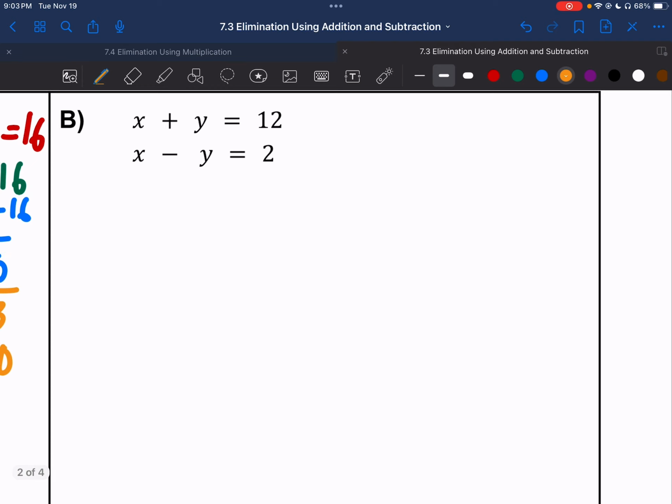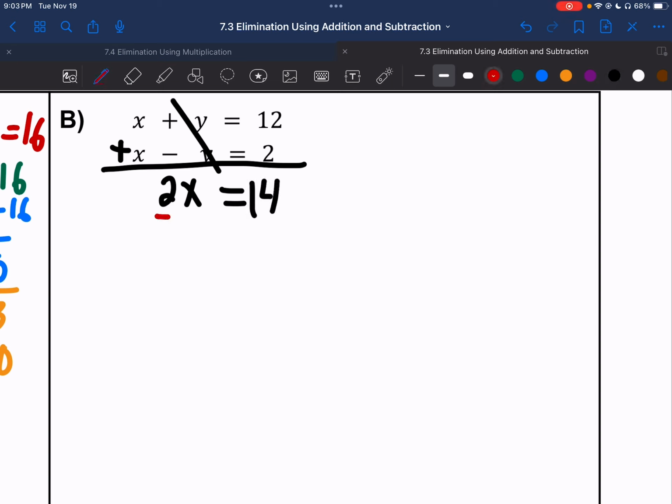All right, letter B. We have opposite values, or opposite integers, in terms of the variable y. So we're going to add these two equations. X plus x is going to be 2x. Negative y and positive y cancel out. 12 plus 2 is 14. Divide by 2 on both sides. X is equal to 7.